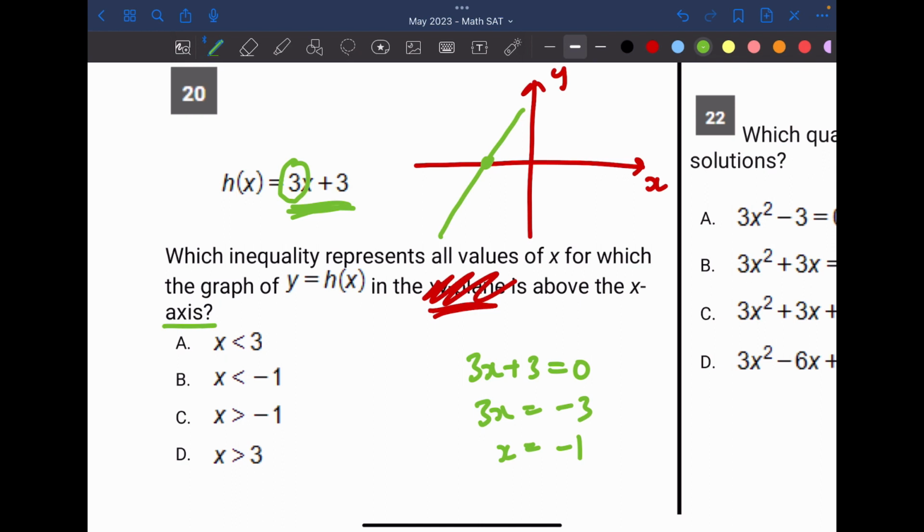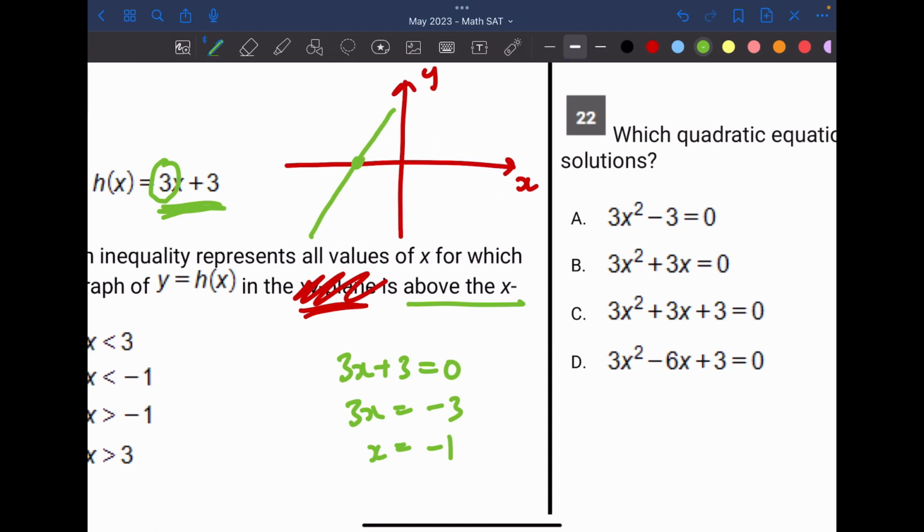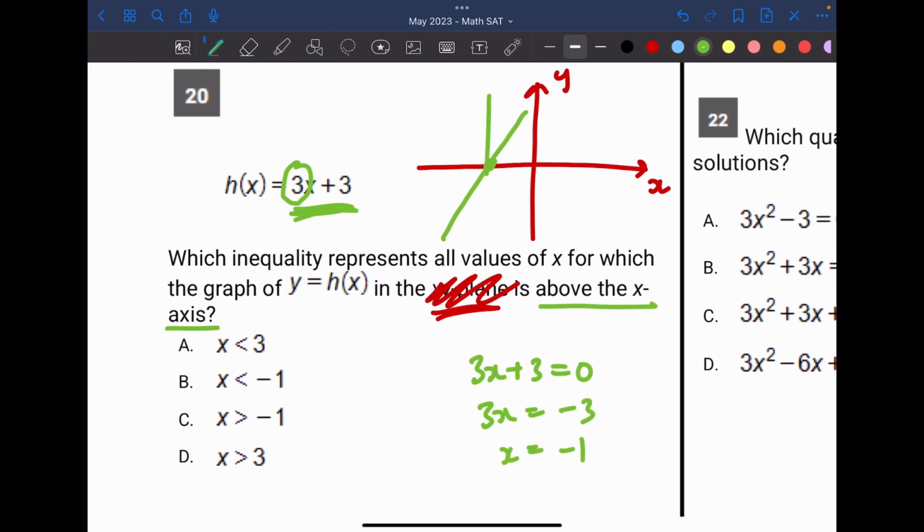But yeah, now, for which x values is it above the x-axis? Your answer should be greater than negative 1. Because once again, at this point, I'm going to do it in pink, but at this point over here, it's above the x-axis. So the answer is x is greater than negative 1. Because if you go on the left side, if x is less than negative 1, all these values are below the x-axis. So once again, x is greater than negative 1 because these are above the x-axis. And it's that simple. So we're done.